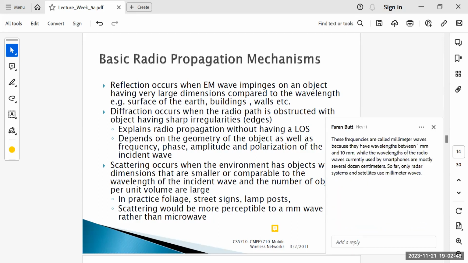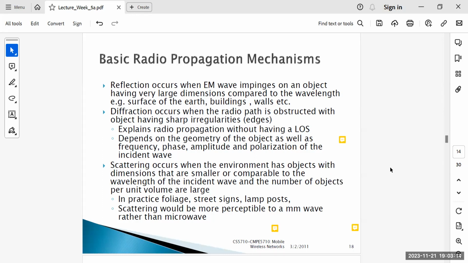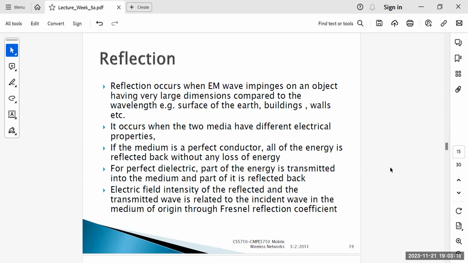These frequencies are called millimeter waves because they have wavelengths between 1 millimeter and 10 millimeters, while the wavelengths of the radio waves currently used by smartphones are mostly several dozen centimeters. So far, only radar systems and satellites use millimeter waves, but recent applications of automotive communication are also communicating in the millimeter wave range. And ever since 5G has been evolving, millimeter wave is quite a common band for applications in 5G.